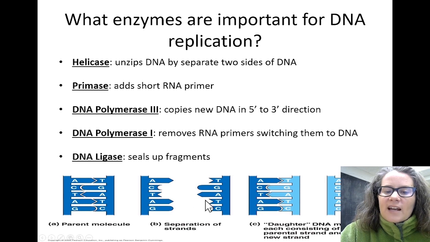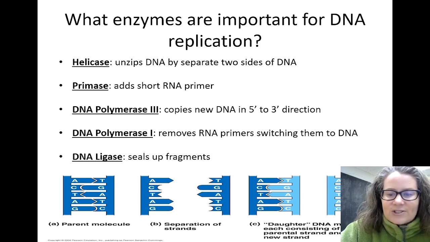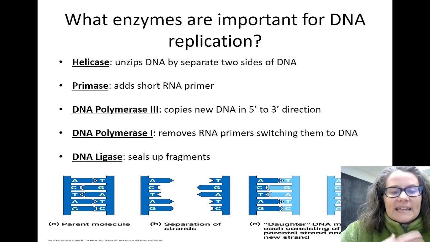My fourth enzyme on my list up here is DNA polymerase 1. DNA polymerase 1 then comes along and cuts out the RNA primers, because you cannot leave RNA in your DNA strand. It has the wrong sugar, it has uracils, that's never going to work. So DNA polymerase 1 will cut out your RNA primers and replace them with DNA language.